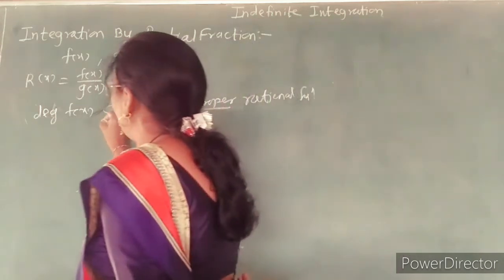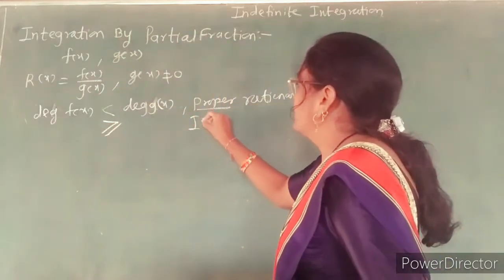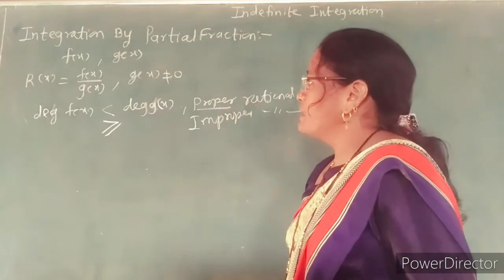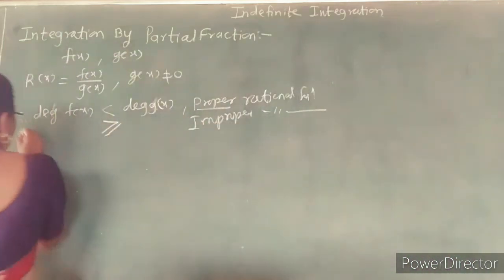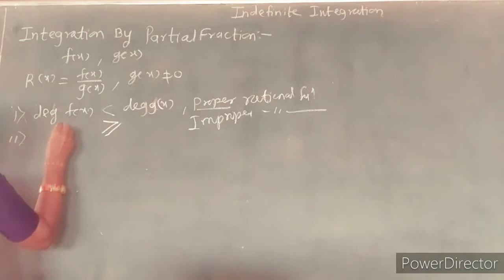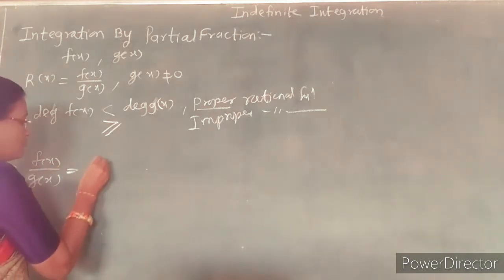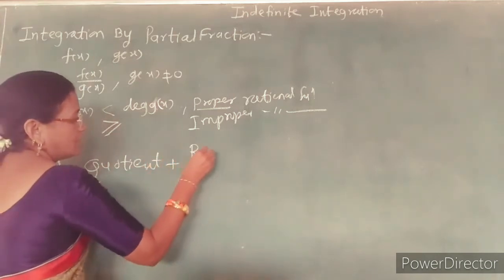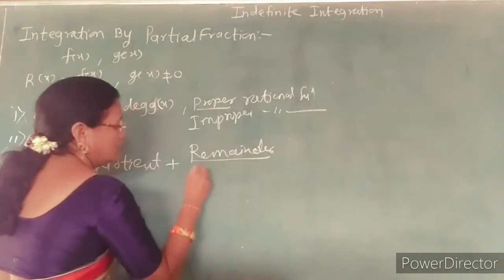But if the degree of f(x) is greater than or equal to the degree of g(x), then we call that an improper rational function. For the second case, we take actual division. So f(x) upon g(x) is equal to quotient plus remainder upon divisor.